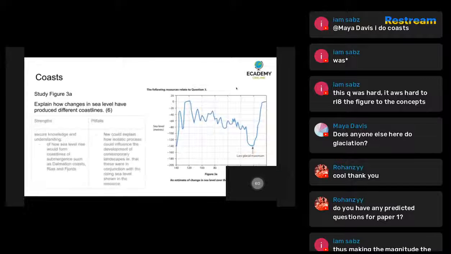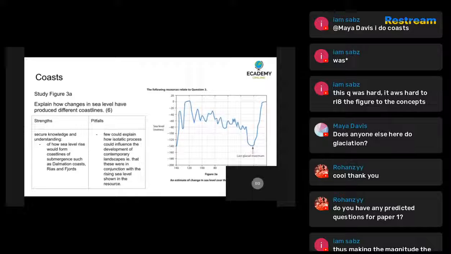Right, next. So let's have a look at some of the strengths and the pitfalls here. Strengths for candidates, particularly here, is that you've got secure knowledge and understanding of how sea level rise would form coastlines of submergence, such as Dalmatian coastlines, rias, and fjords. But actually, what happened was most candidates were not explaining how isostatic processes could influence the development of contemporary landscapes. And these were in conjunction with the rising sea levels shown in the resource itself.